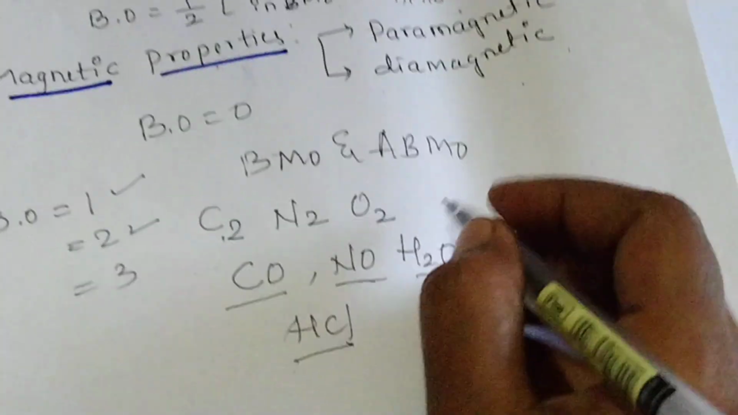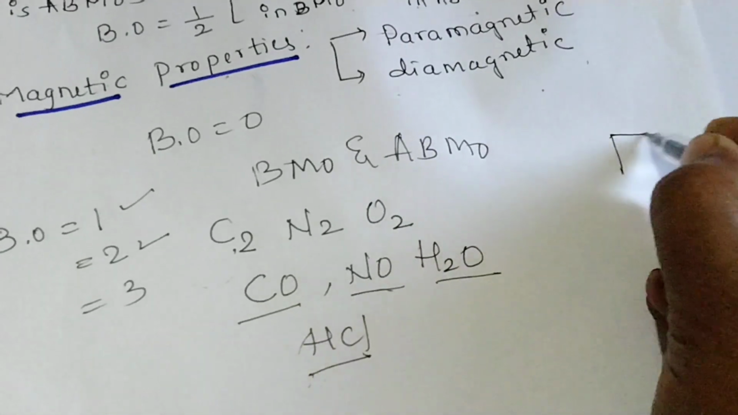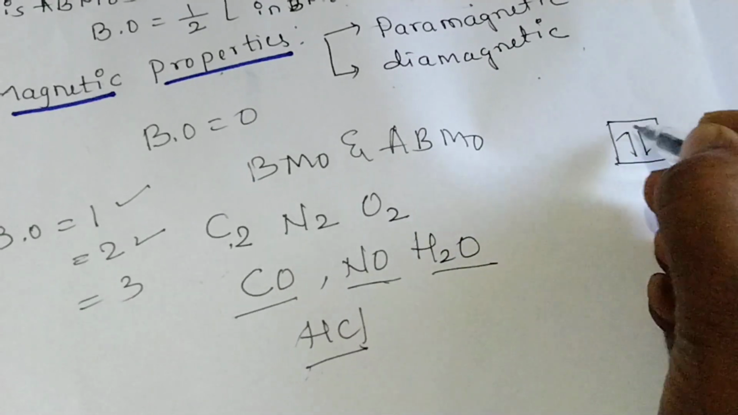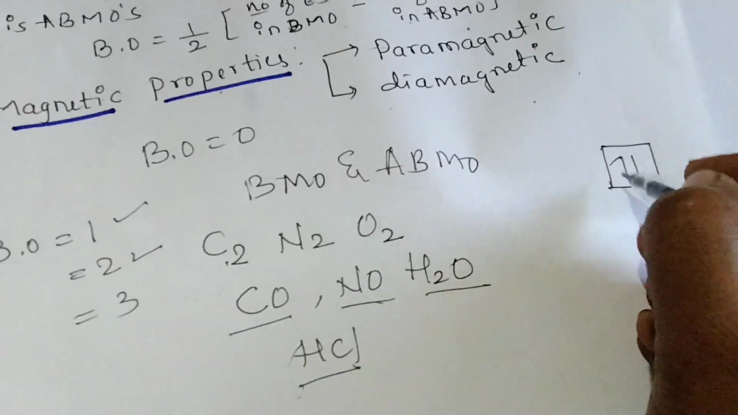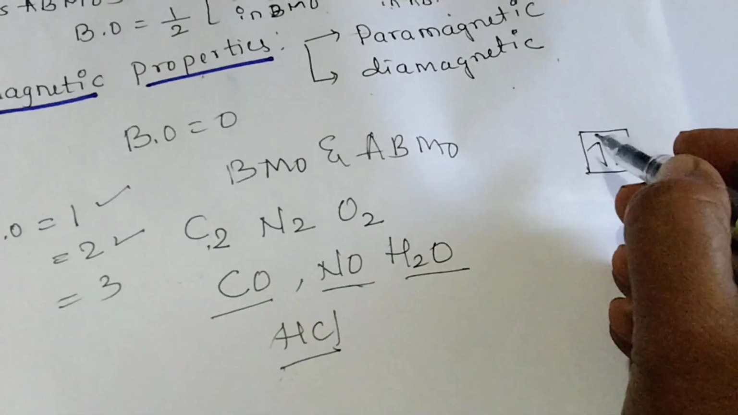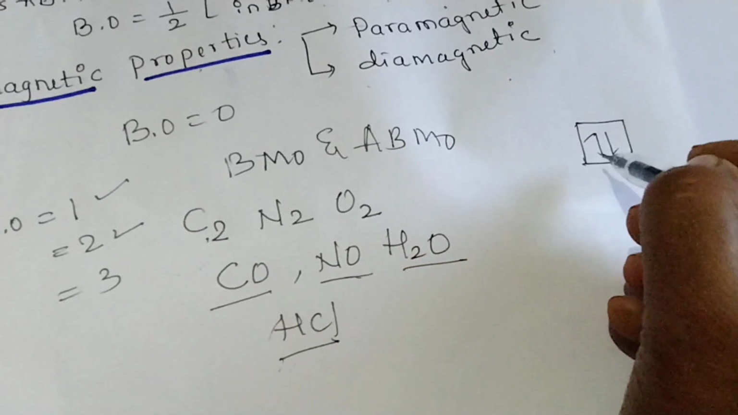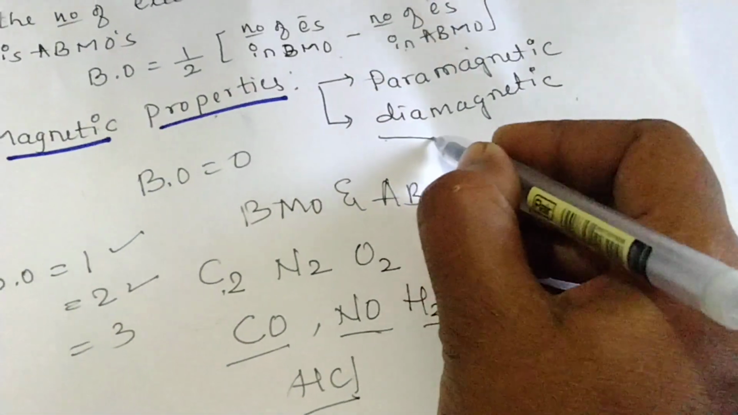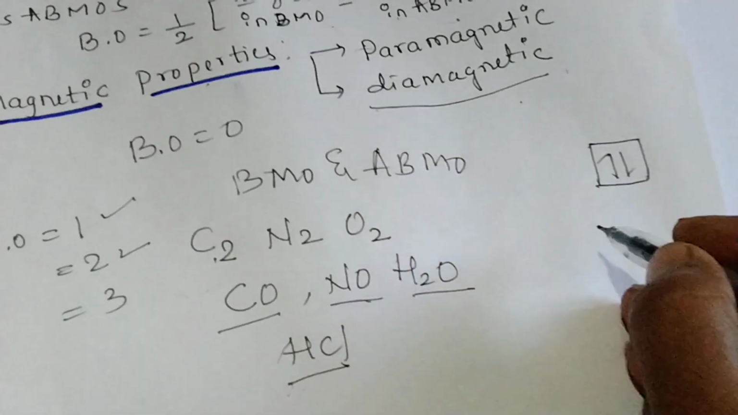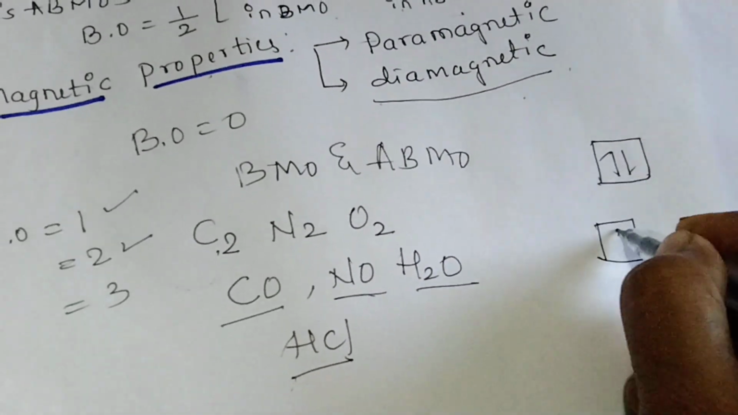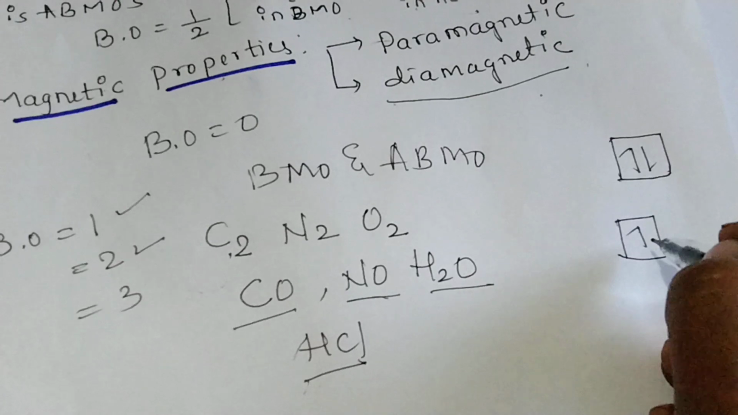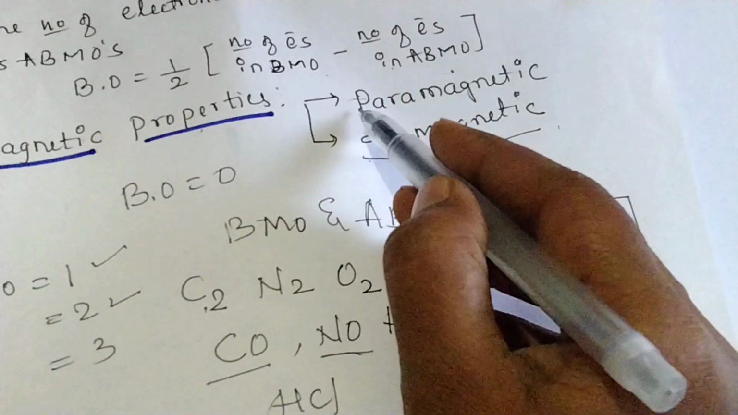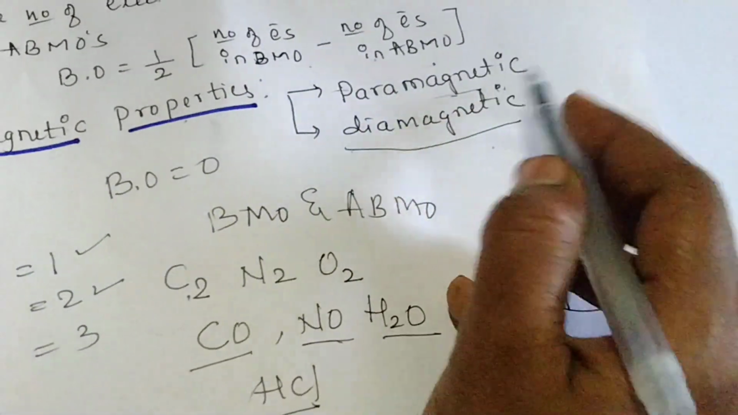So we know that paramagnetic in an orbital. According to Pauli's exclusion principle, we can accommodate only 2 electrons in a single orbital with different spin. So if the orbital has paired electrons, it is called diamagnetic. And if an orbital has a single electron, an unpaired electron, then it is called paramagnetic property.